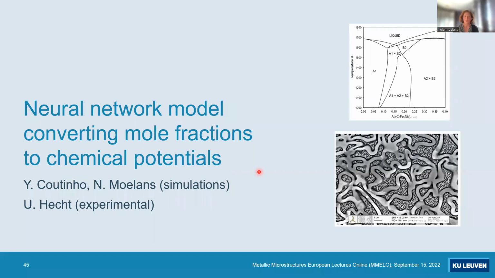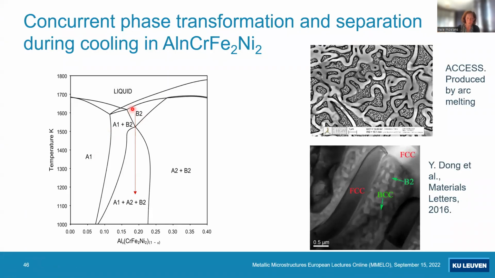As I said, he also developed another neural network model because the previous one, I think, is a very nice one, but if you do not have the coefficients, if you can only use commercial databases, then you cannot apply that one. So we also wanted to try another neural network, one that converts mole fractions to chemical potentials. He will apply it to the same system, but now he will do cooling simulation.